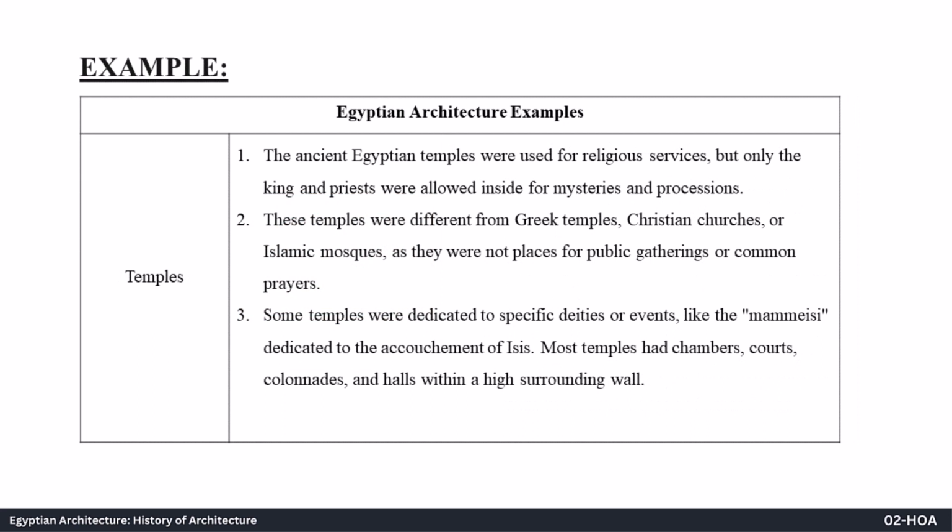Temples. The ancient Egyptian temples were used for religious services, but only the king and priests were allowed inside for mysteries and processions. These temples were different from Greek temples, Christian churches, or Islamic mosques, as they were not places for public gatherings or common prayers. Some temples were dedicated to specific deities or events, like the Mammisi, dedicated to the accouchement of Isis. Most temples had chambers, courts, colonnades, and halls within a high surrounding wall.